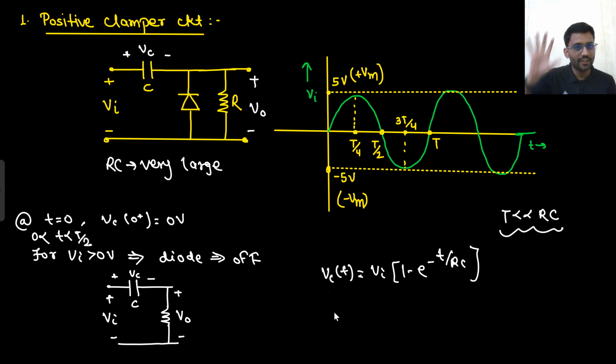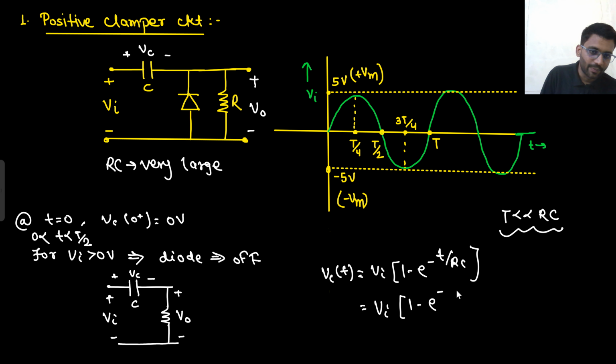So the RC value is very large. So what we will see here is 1 minus e to the power minus t by 2 RC. I am taking the complete window t by 2. Now since this value is very low and this value is very large, the complete exponent will go to 0 only, right? So 1 minus e to the power minus 0.